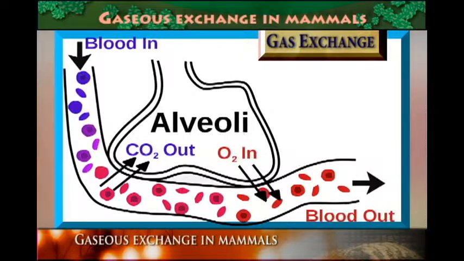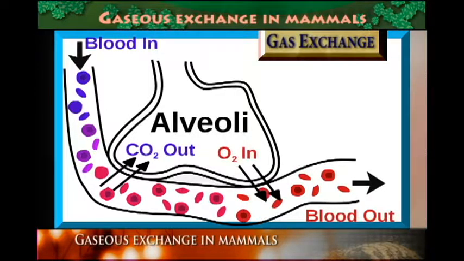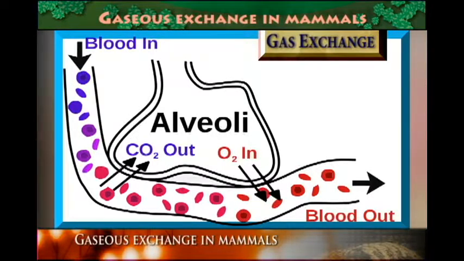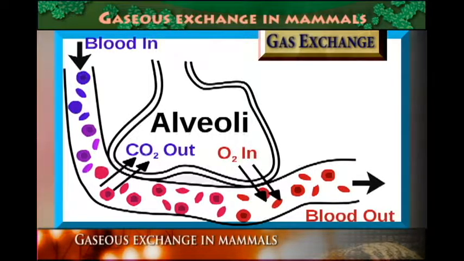This is brought about due to the concentration gradient. Because there is high concentration of oxygen in the alveoli and low concentration of oxygen in the blood, oxygen will diffuse from a region of its high concentration to a region of its low concentration. The region of high concentration is the alveoli, and the region of low concentration of oxygen is in the blood.